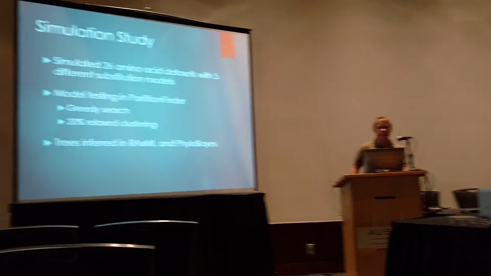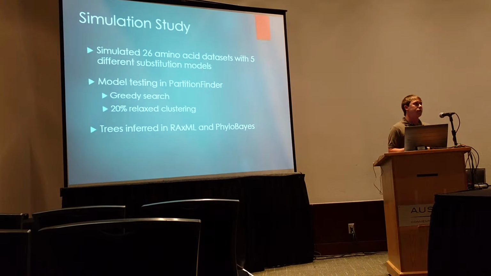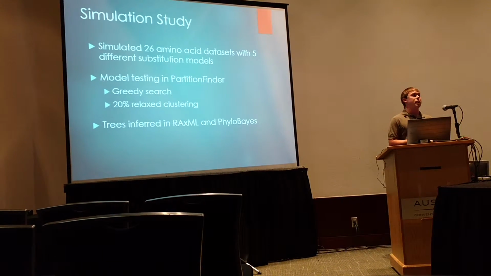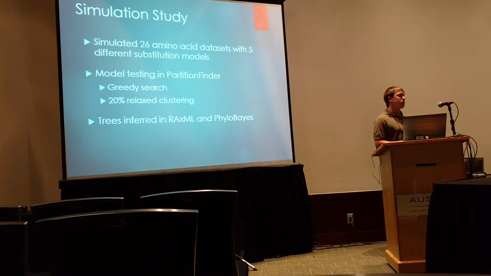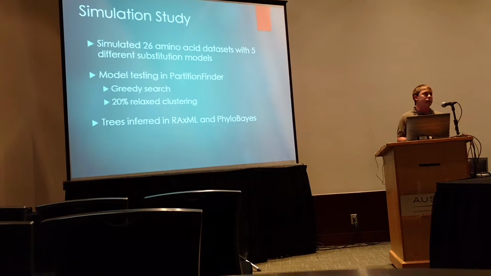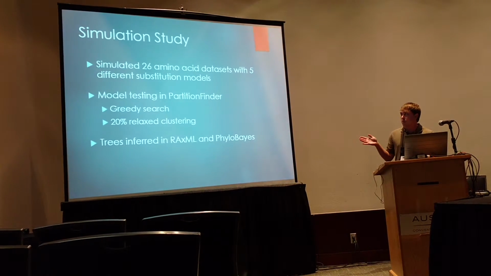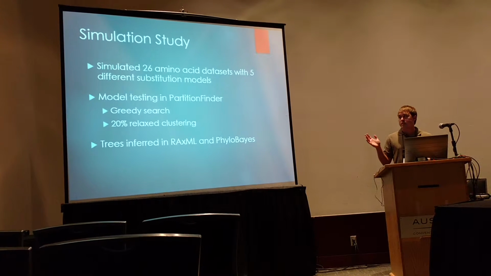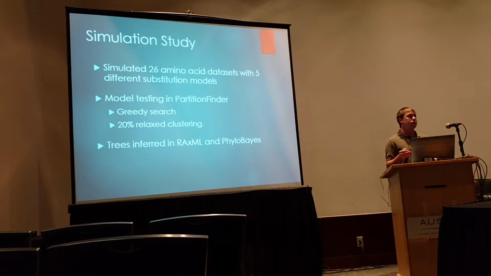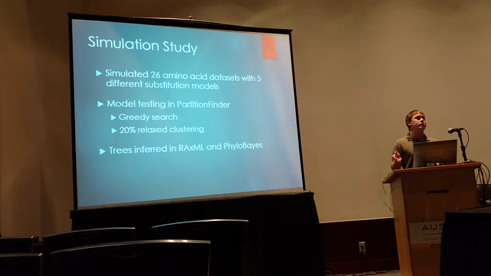So we simulated 26 amino acid data sets with 5 different substitution models, so there are going to be 5 different substitutional categories. I'm going to be pretty light on the methods, but I'd be happy to discuss this with anybody who's interested afterwards. And we did this on a variety of tree shapes with different taxa and what have you. We did model testing in PartitionFinder. For some of our smaller data sets, we used the greedy search in PartitionFinder. For larger data sets, we used relaxed clustering and 20% relaxed clustering.